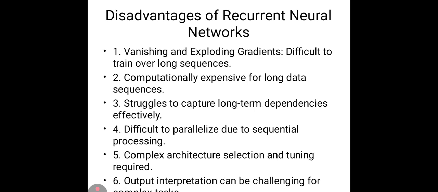So what are the disadvantages of RNN? Despite its strengths, RNN has its own limitations. They suffer from the vanishing and exploding gradient problem, which makes training difficult over long sequences. They are computationally expensive because they process input step by step, long-term dependencies are hard to learn efficiently, and they cannot be easily parallelized due to their sequential nature. Choosing the right structure and tuning parameters is also complex when using RNN. These challenges led to the development of advanced variants like LSTM and GRU.